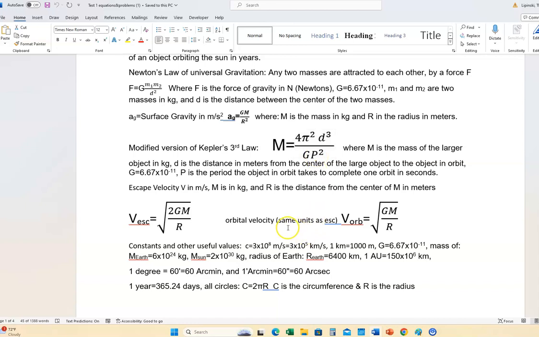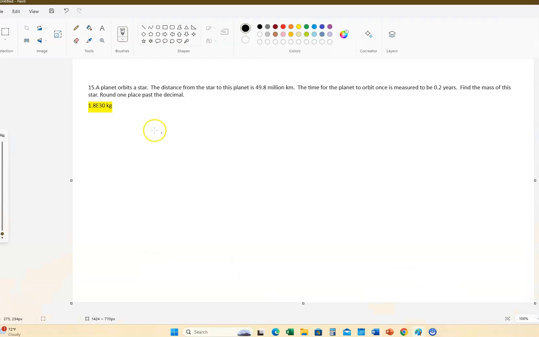All right, so we've got some conversions to do. Notice it always gives you what the proper units of everything has to be. So let's go back to this problem and work it out. We're going to use the modified version of Kepler's third law, but let's first work on converting the distance.